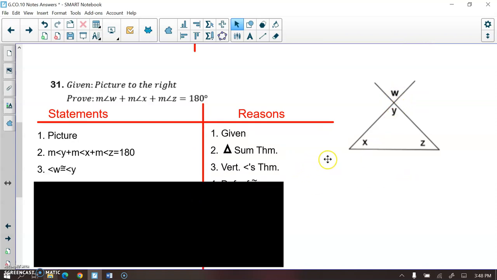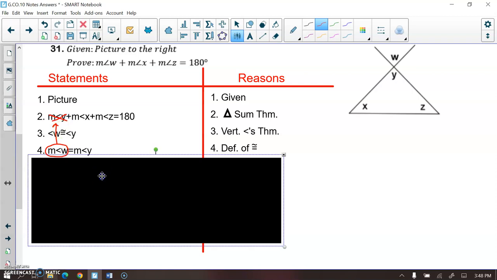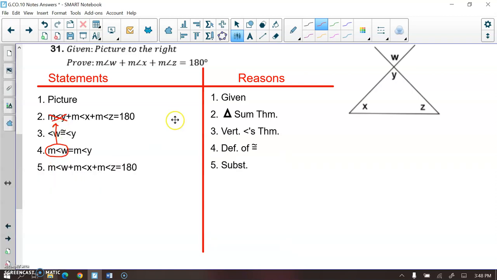Angle w and angle y are congruent by the vertical angles theorem. Now in order for me to substitute angle w in for angle y up here, I need to use the definition of congruency to get the measures equal to one another. Then I'm going to finish this proof off by substituting the measure of angle w in for the measure of angle y to get what I was trying to prove, which is the measure of angle w plus the measure of angle x plus the measure of angle z equals 180.